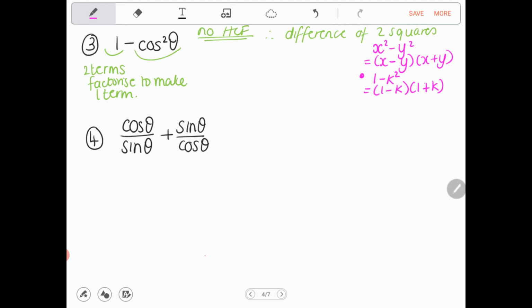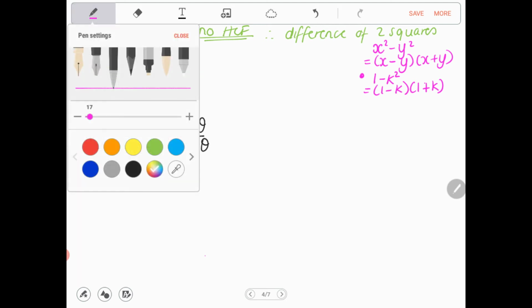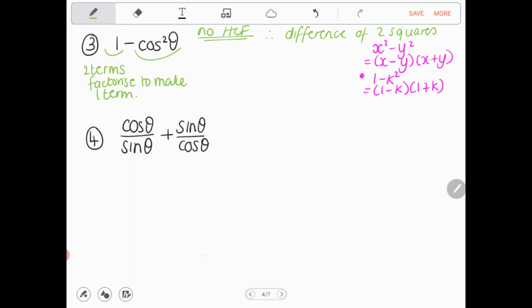So I'm going to do the same thing here. It's two terms. The square root of 1 would be 1. The square root of cos squared would just be cos. And then don't forget it needs another bracket of 1 plus cos theta. So I can do a difference of two squares on 1 minus cos squared.